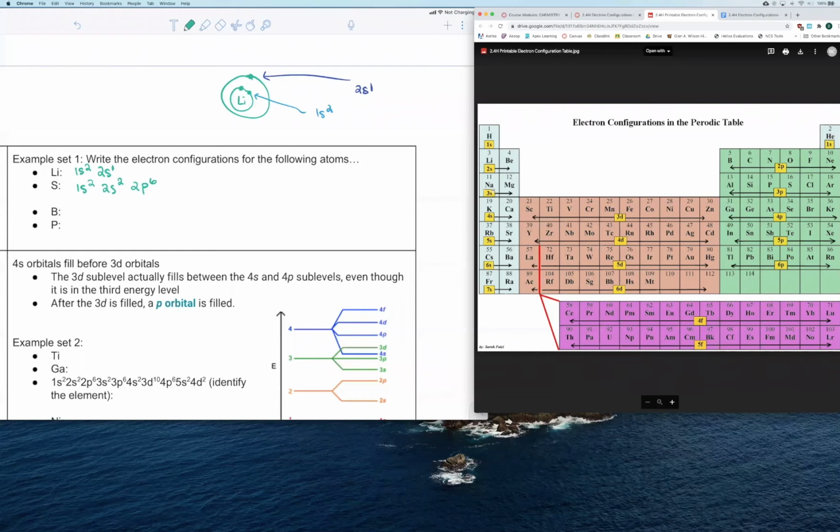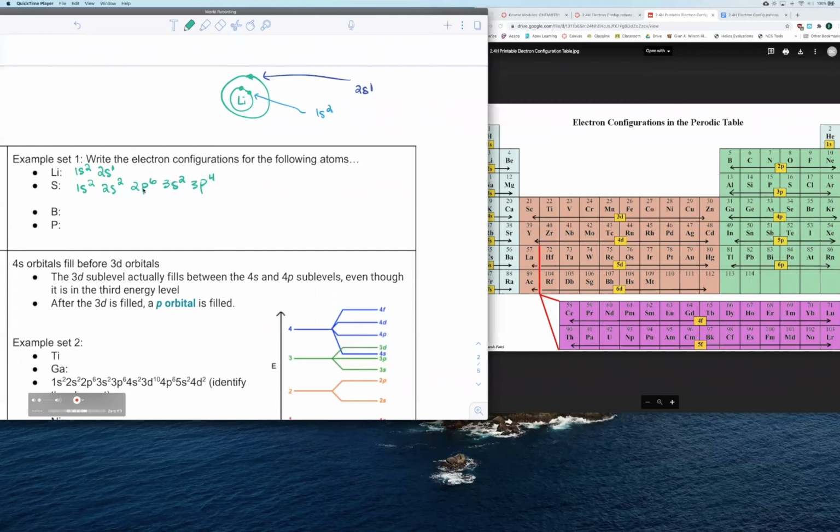And then moving on, I am right here now. So this is 3s, and this sublevel is also filled. So this would be 3s1, 3s2. And then finally, we're almost there at sulfur. So right here, now we're at 3p. Just count how many electrons you have until you reach sulfur. You would have 3p: 1, 2, 3, 4. So 3p4. So my entire electron configuration for sulfur would be 1s2, 2s2, 2p6, 3s2, 3p4.